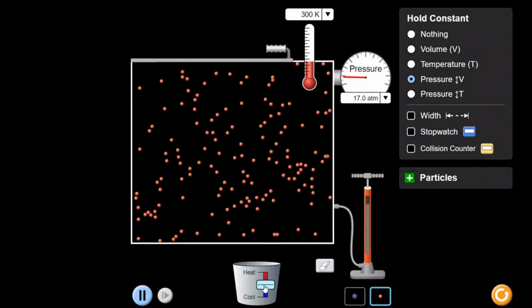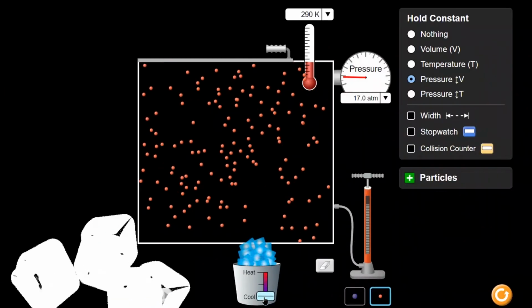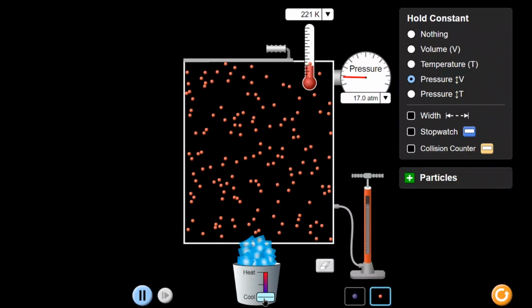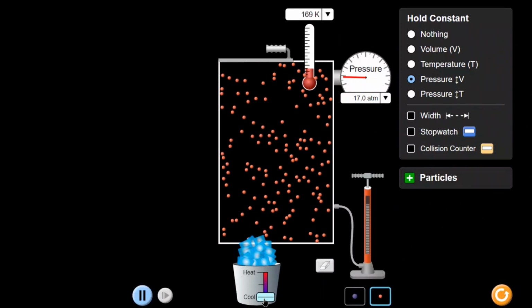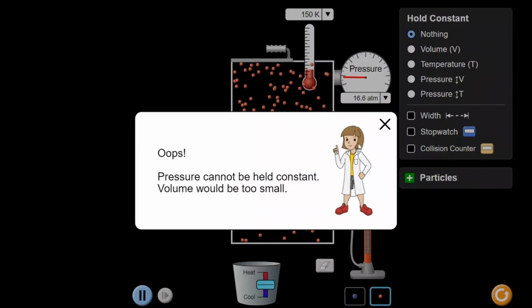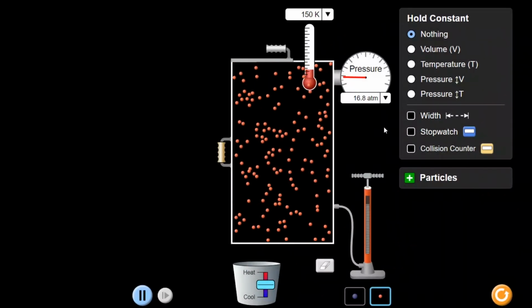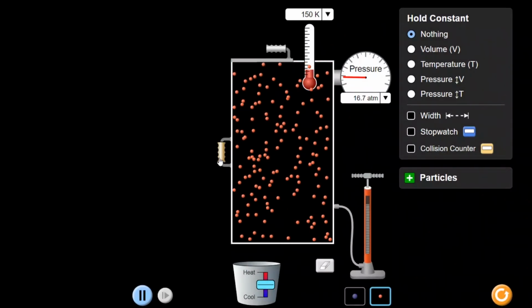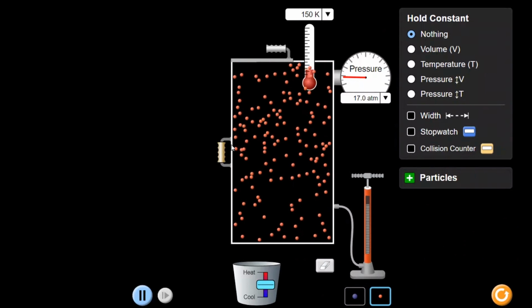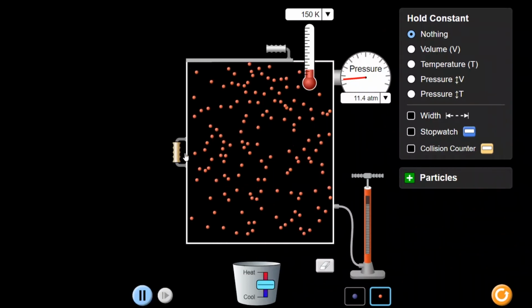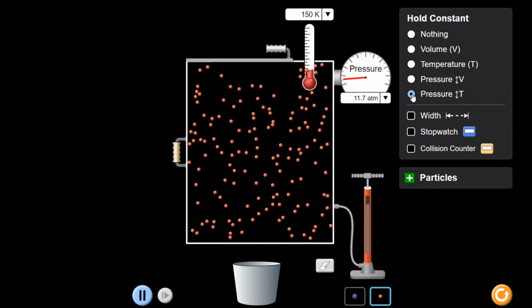So now let's look at what happens if we decrease the temperature. As the temperature decreases, you'll see that the volume also decreases. All right, it's saying it's too small. It throws off the pressure. We went too far with it, but that's okay. All right, now let's look at it the other way.